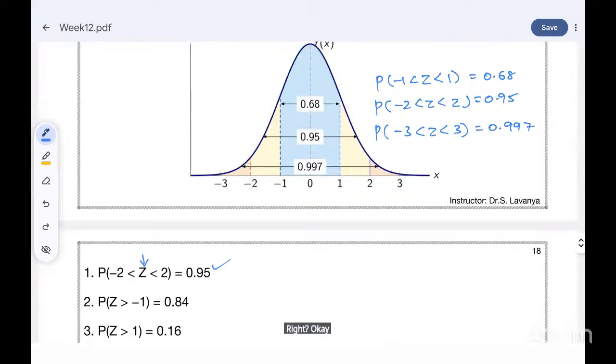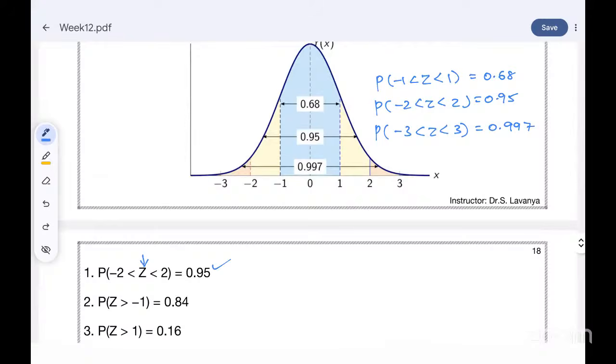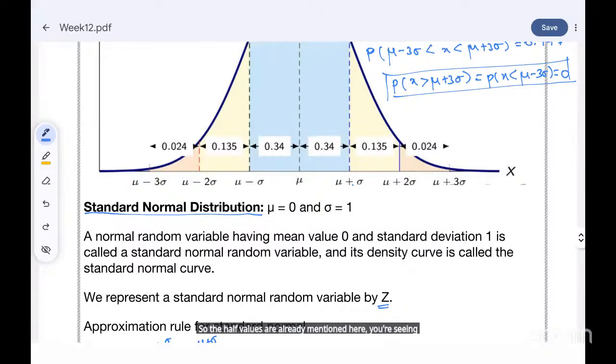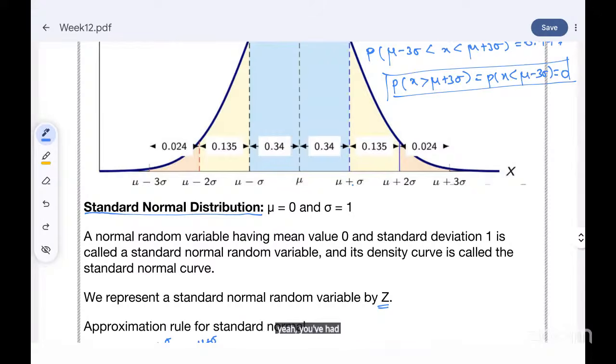Okay. What about the next one? How do you obtain the next value? Can anyone tell? Probability of z greater than -1? Anyone? 0.68. Yeah, continue. 0.68 plus half of the 0.95 and 0.997. Yes. Okay. So 0.68. The half values are already mentioned here. You see 0.68 and then 0.135, then 0.024.